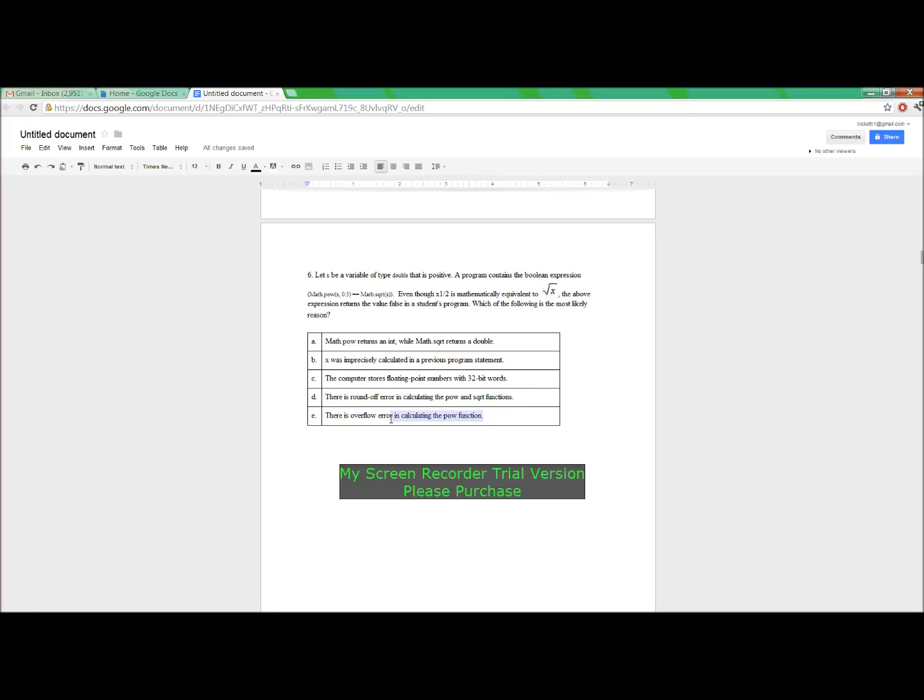And then there's overflow error in calculating the pow function, and no. So moving right along.